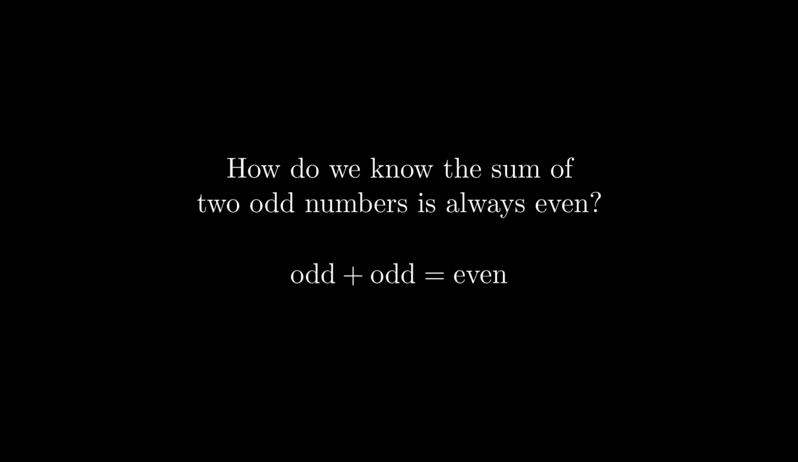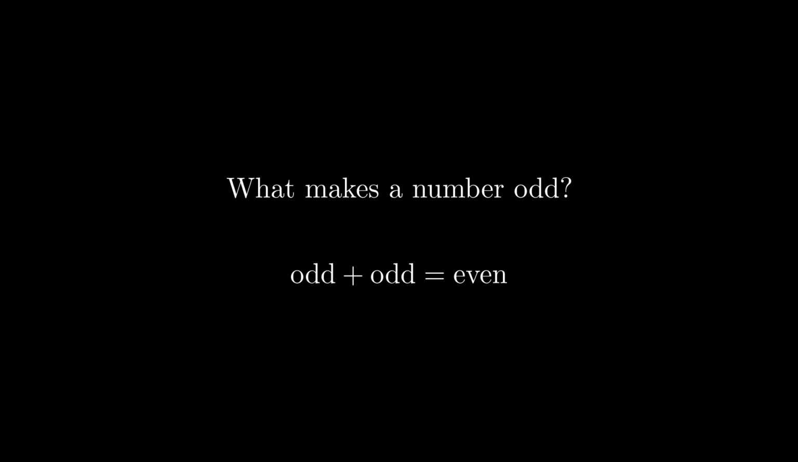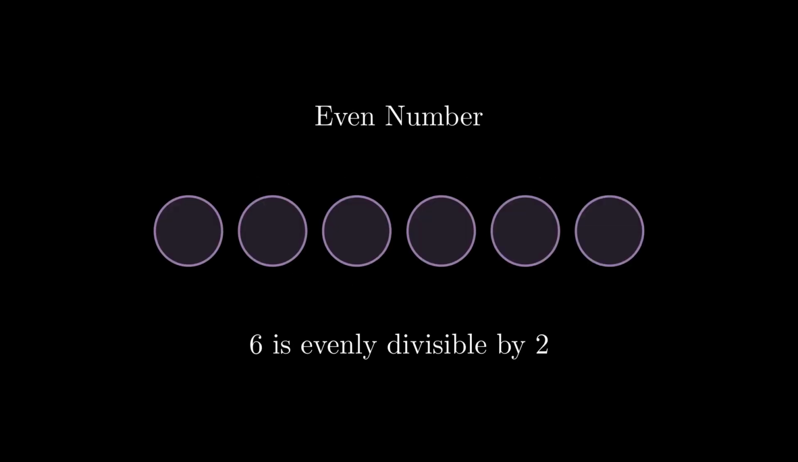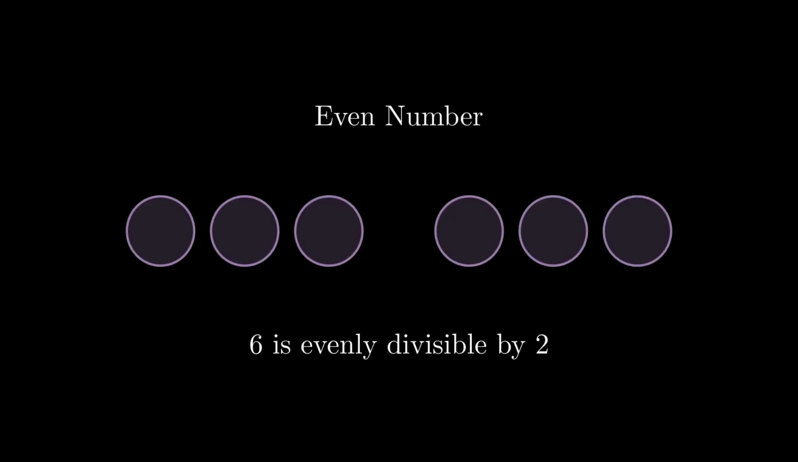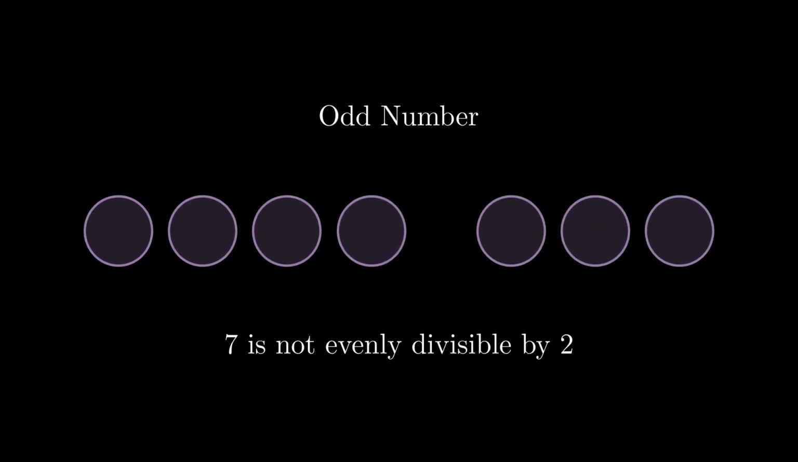To illustrate this, I'd like to go back to a problem at the start. How do we know that the sum of 2 odd numbers is always even? Perhaps it may seem really simple, but to start, we can think about what makes a number odd. An integer is even if it can be evenly divided by 2. And an integer is odd if it can't be evenly divided by 2. And in particular, there will be a remainder of 1.